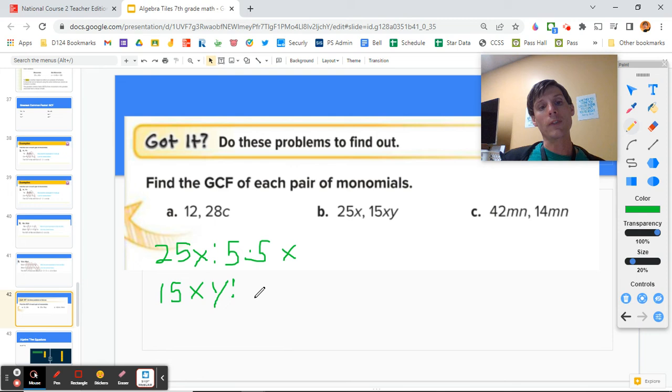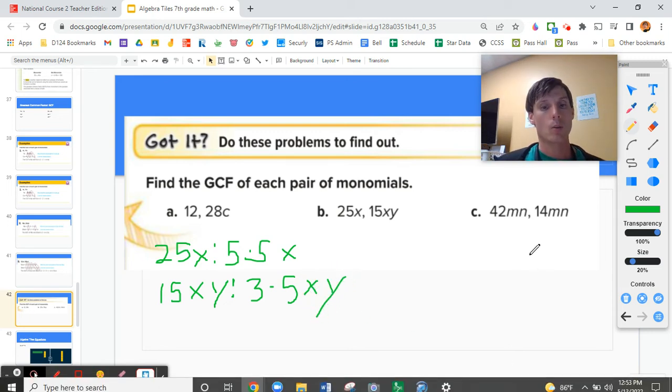All right, 15. Factoring 15 out, we see 3 times 5. 3 and 5 are both prime numbers, right? Nothing goes into them, so that's it. Those are our prime factors here: 3 times 5, and then like before, times x and times y.